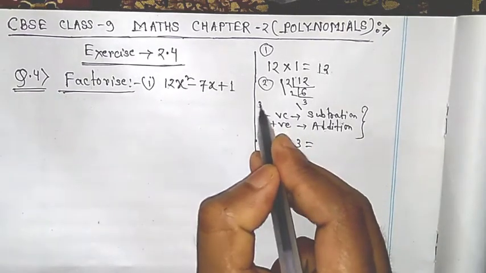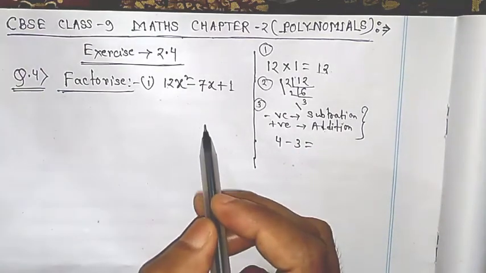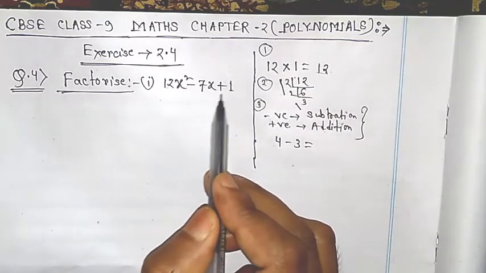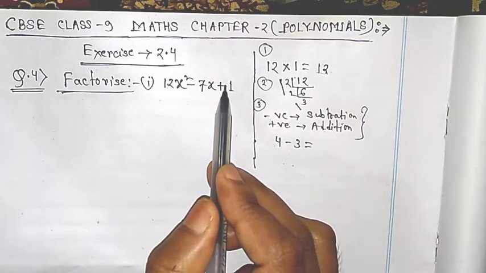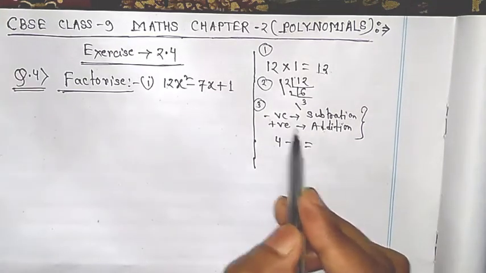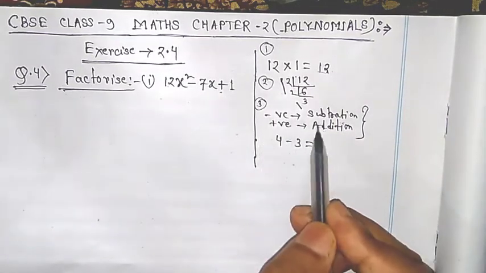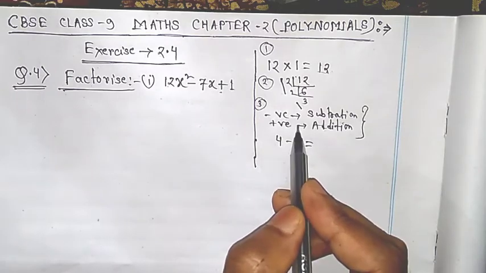Now step 3, you have to observe what is the sign of the constant term. What is the sign of the constant term? Here positive. If it is positive, then you have to do the addition. If it is negative, then you have to do the subtraction. So this is the step 3.